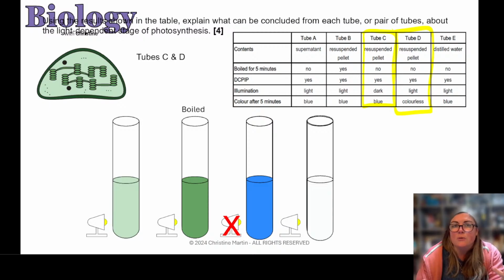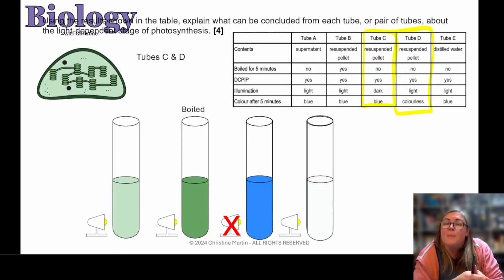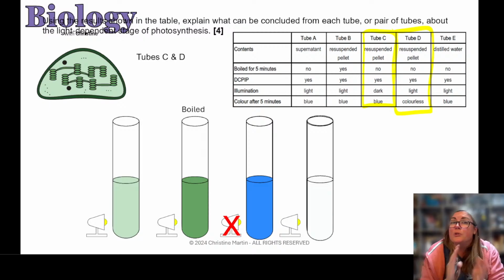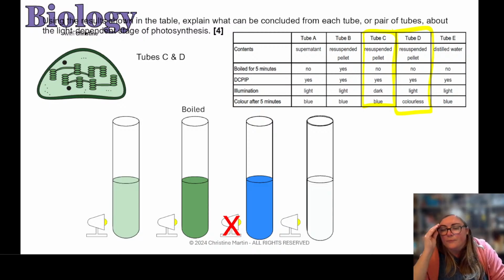Do electrons get donated to DCPIP without there being light present? No, they don't. Because when the light wasn't present, the DCPIP did not change color. It stayed as being blue. So there are no electrons being donated within the sample. And so that therefore means that we can compare those two together to say light is required for the electrons to be donated in the light dependent reaction.